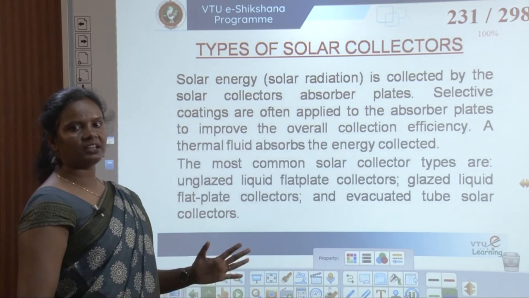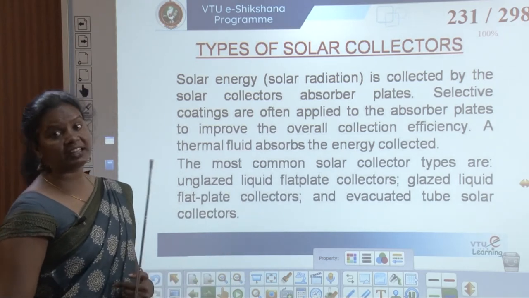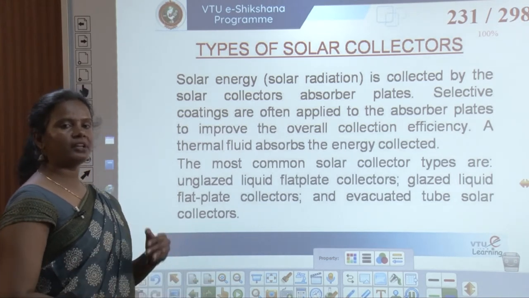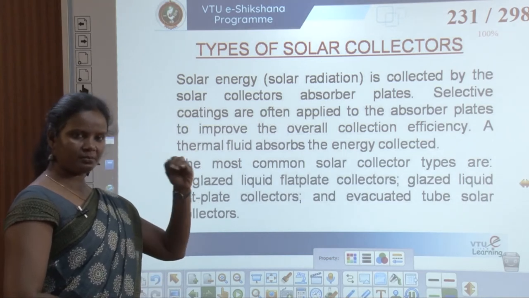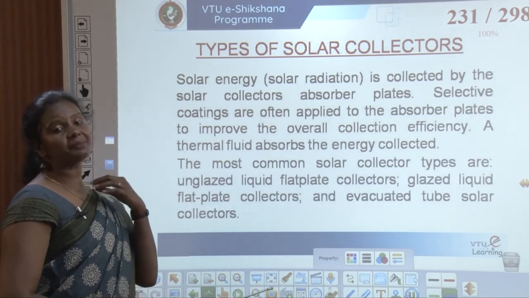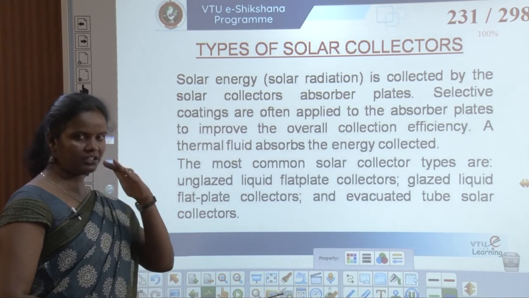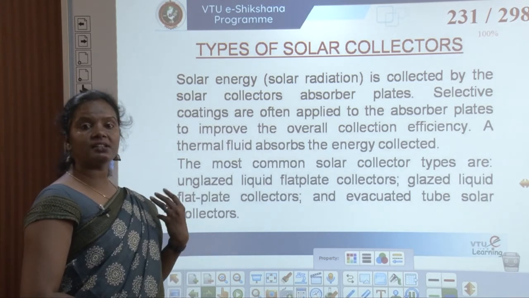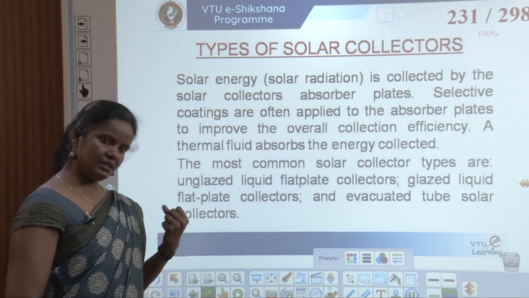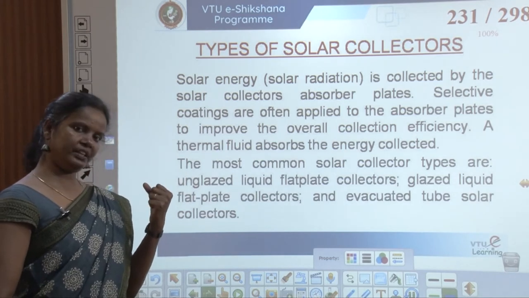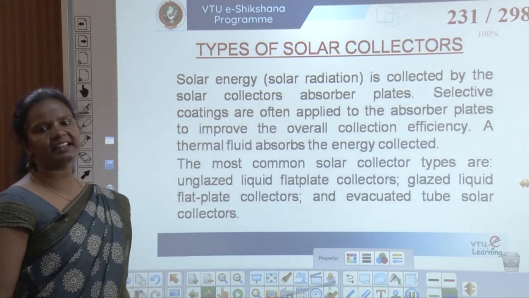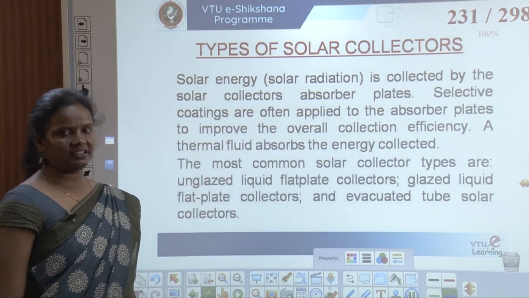So what does that equipment do? Solar energy or solar radiation is collected by the solar collector's absorber plates. Selective coatings are often applied onto the absorber plates to improve the overall collection efficiency. Some kind of coating is applied on the absorber plate, so it improves the overall collection efficiency. A thermal fluid absorbs the energy collected. So when the energy is stored in those absorber plates, the thermal fluid which passes through absorbs the energy collected.